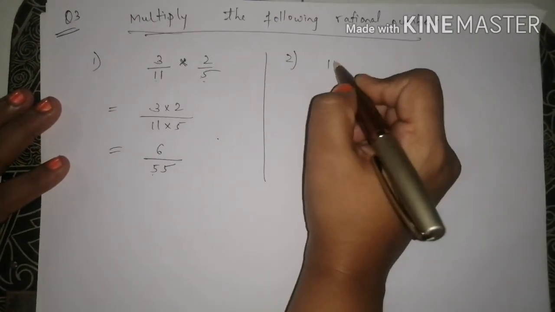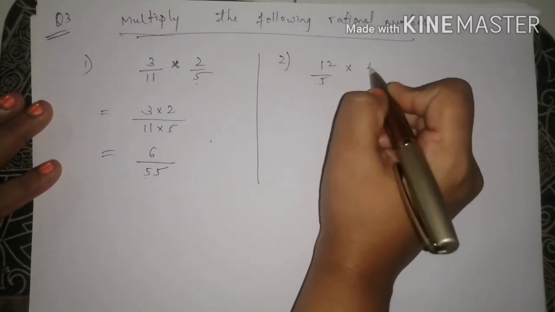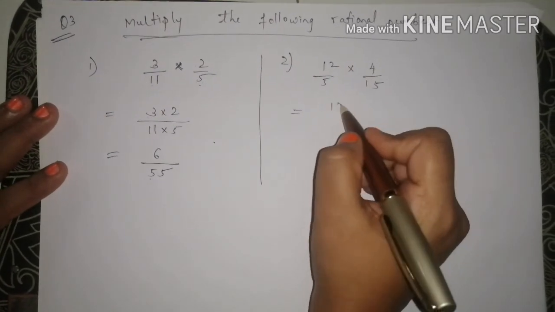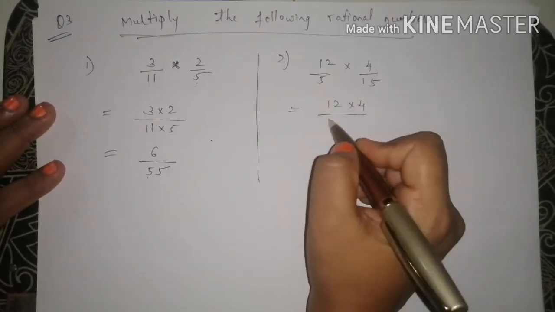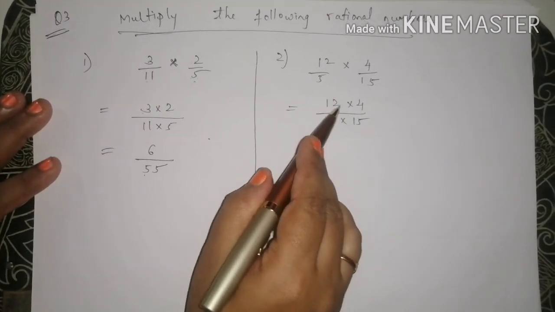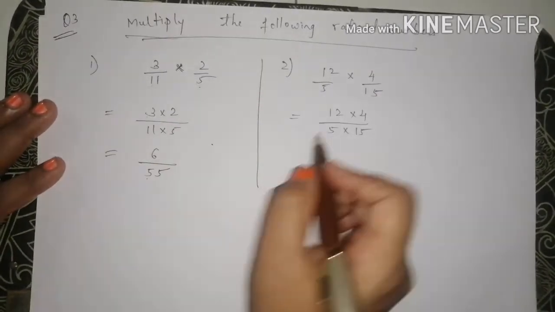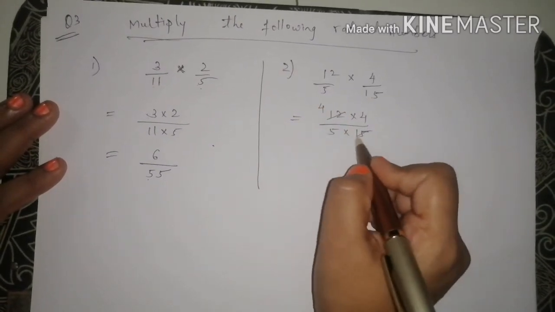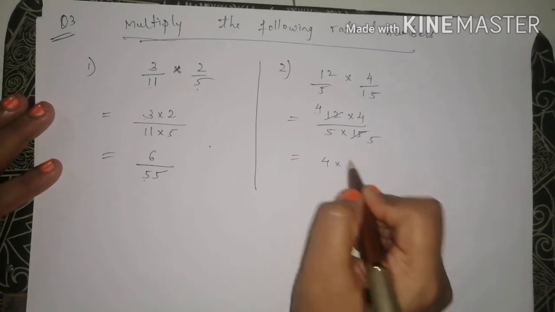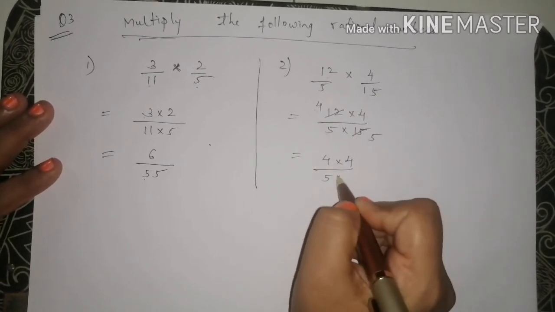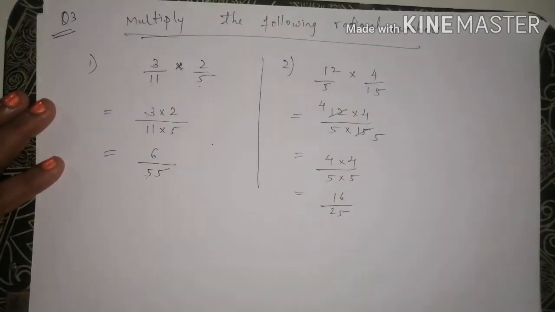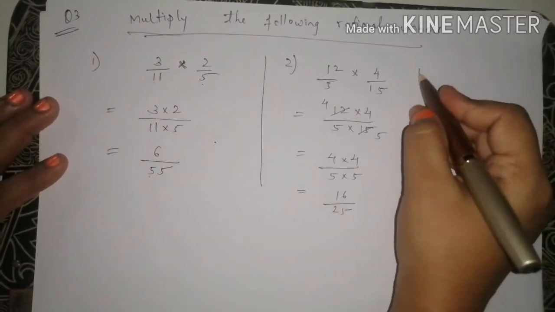Second sum, 12 upon 5 into 4 upon 15. First write them. 12 into 4 upon 5 into 15. Now check in cross whether they are coming in the same table. 12 and 15 are coming in 3's tables, so I can cancel it. 3 4s are 12 and 3 5s are 15. So what I got now, up 4 into 4 and down 5 into 5. So 4 4s are 16 upon 5 5s are 25. So our answer is 16 upon 25.